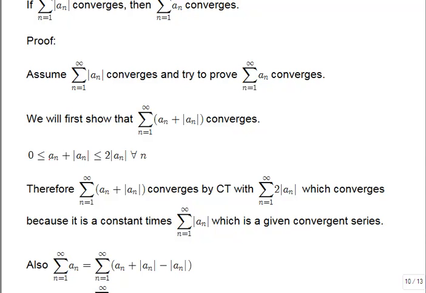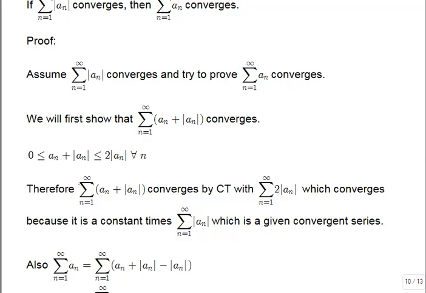So here's how we show that. We have the fact that a sub n plus the absolute value of a sub n must be less than or equal to 2 times the absolute value of a sub n for all n. And that's because these a sub n's, remember, are positive and negative. So a sub n plus the absolute value of a sub n is going to be smaller than 2 times the absolute value, because some of these a sub n's are going to be negative, which will subtract away from this. So this left side will be smaller occasionally than this right hand side.